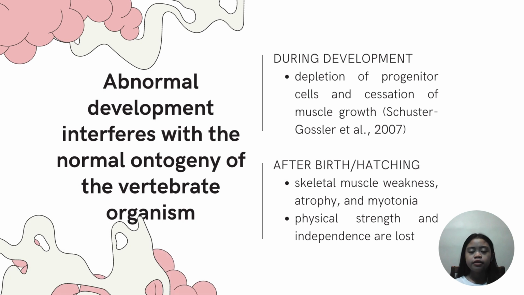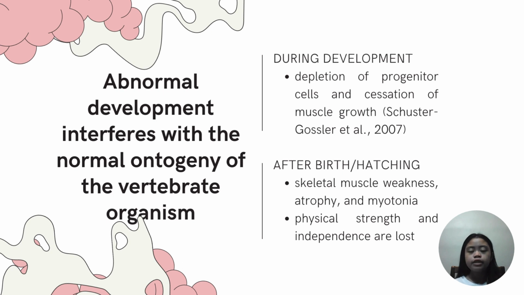The interactions between muscles and tendons are vital for the development of the organism and its musculoskeletal function. Otherwise, the voluntary and involuntary motions of the organism will be compromised. Schuster, Gosler et al. proposed that premature and excessive differentiation associated with the Notch ligand delta 1, which controls early myoblastic differentiation and maintenance of myogenic progenitor cells, results in the depletion of progenitor cells, cessation of muscle growth, and ultimately muscle hypertrophy.